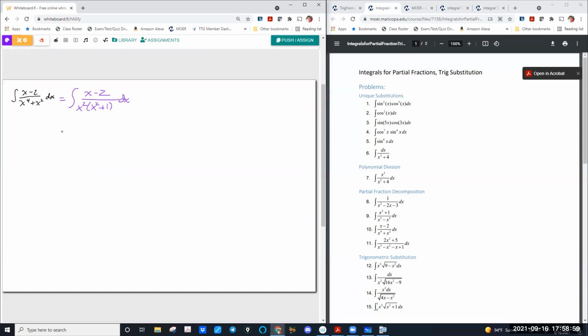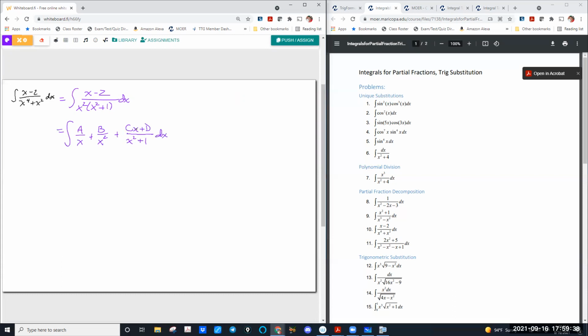So let's talk about what that looks like when we go about setting up our system. We know how to handle a repeated root. When it's linear, it's just A over x plus B over x squared. We handle all the iterations up to whatever max power this is. When you have x squared plus 1, an irreducible quadratic, you have to account for the fact that the numerator might be linear. So what does that look like? Cx plus D.